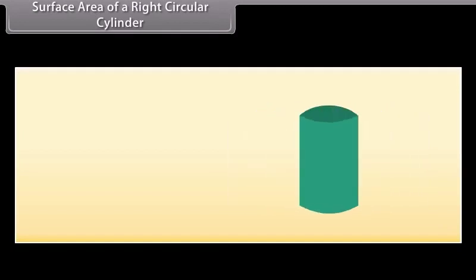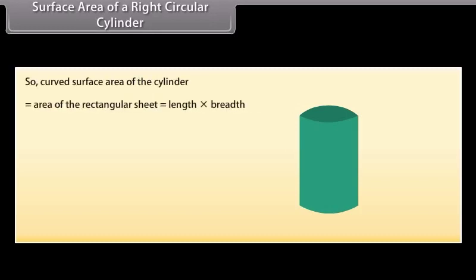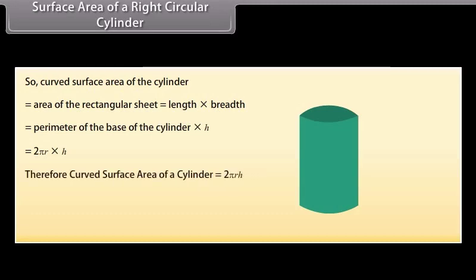We get the curved surface area of a cylinder from a sheet of paper. When we roll it, we get a cylinder. So, the curved surface area of the cylinder is equal to the area of the rectangular sheet, which equals length into breadth, which is equal to the perimeter of the base of the cylinder into h, which equals 2 pi r into h. Therefore, the curved surface area of a cylinder is equal to 2 pi r h.